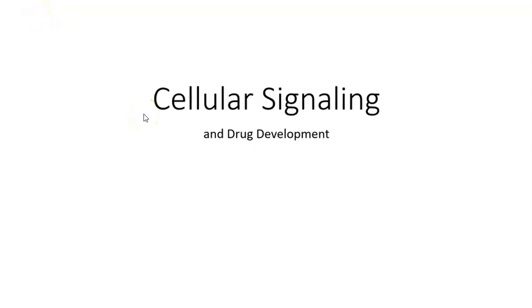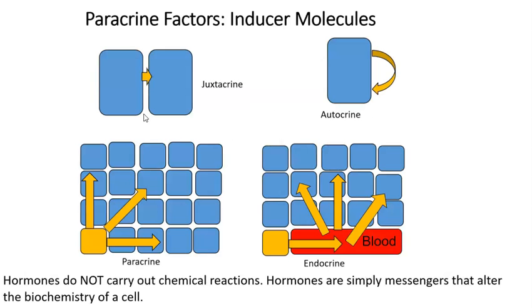This is just going to be talking about some of the cell signaling methods that are happening in our bodies, and then just a little bit at the end about drug development and creating drugs for various diseases. There are different types of signaling that we can talk about.